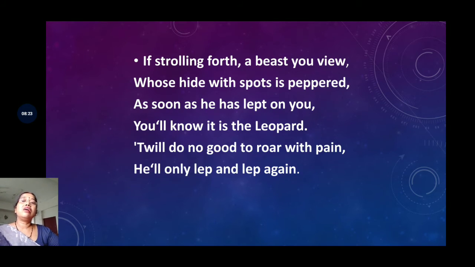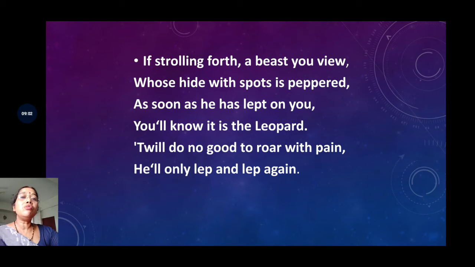Now let us take the third stanza. If strolling forth a beast you view. Now strolling means moving casually, and forth means forward. So when you are moving very casually forward, you are going ahead, a beast you view. So you are able to see a wild animal whose hide with spots is peppered. That is, you can see many spots on its skin. As soon as he has leapt on you, means it has jumped over you, it has attacked you, you will know it is the leopard.